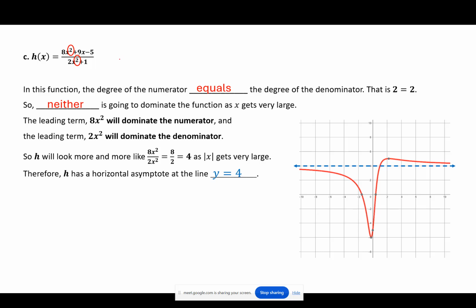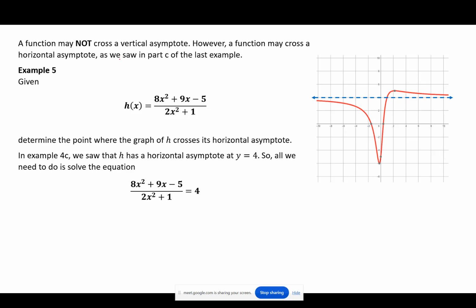All right. So a function may not cross a vertical asymptote ever. However, a function may cross a horizontal asymptote, as we saw in part C of the last example. So given h of x equals 8x squared plus 9x minus 5 over 2x squared plus 1, we can determine the point where the graph of h crosses its horizontal asymptote. So we found out that the horizontal asymptote was y equals 4. So all we have to do is see if we can figure out, can the function equal 4? If the function can equal 4, then it will definitely cross it. If it can't equal 4, then it can't touch it.